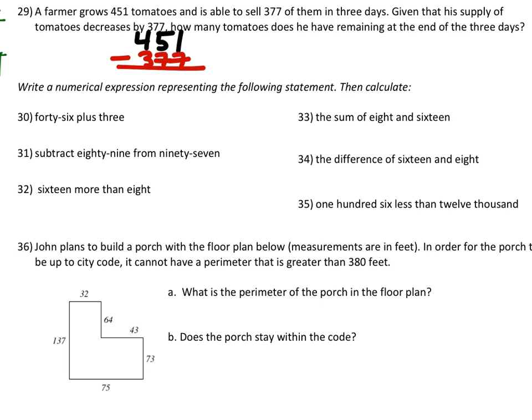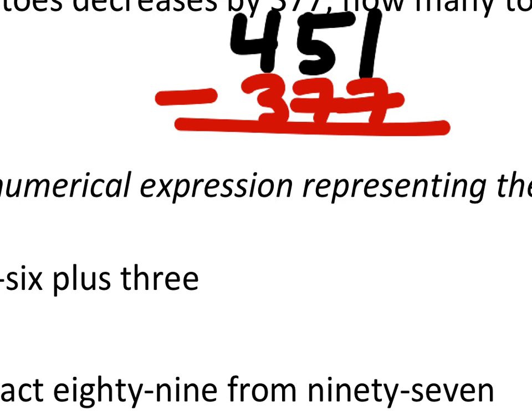Maybe I should have given myself more space. All right, so on this one, I can't take 7 out of 1, so I've got to borrow from the 5, and I'll make that a 4. So I've got 11 minus 7, which should be 4.